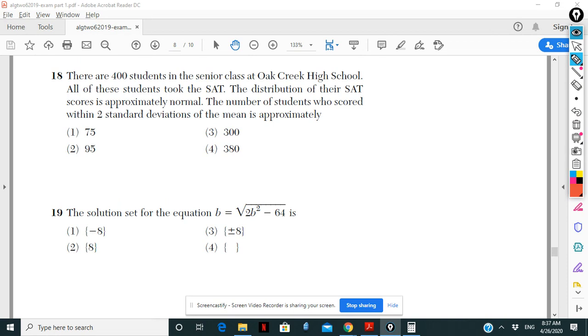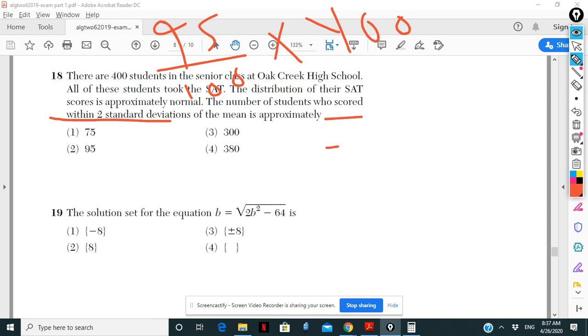There are 400 students in the senior class at Oak Creek High School. All of these students took the SAT. The distribution of their SAT scores is approximately normal. The number of students who scored within 2 standard deviations means 95%, and I'm multiplying by the number 400. It's going to give me 380, so the answer is 4. Because he said within 2 standard deviations, it means plus 2 standard deviations and minus 2 standard deviations, so for sure it's 95%.